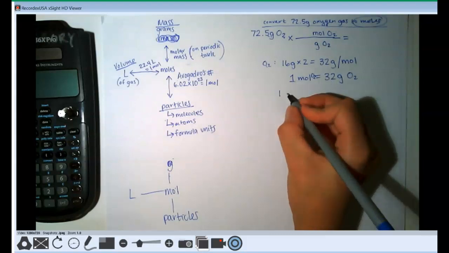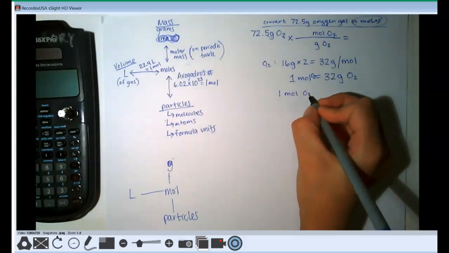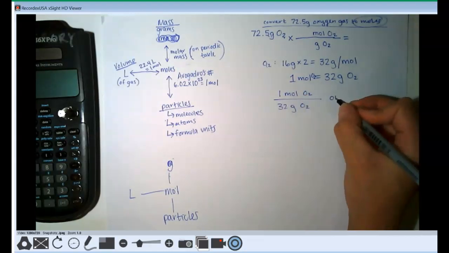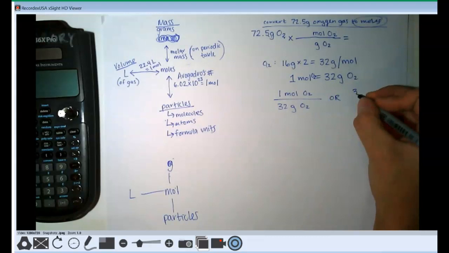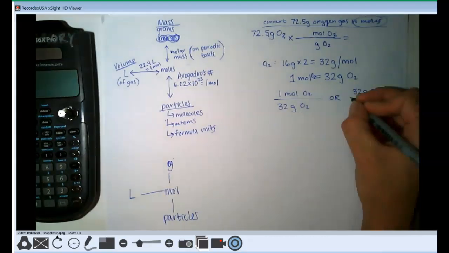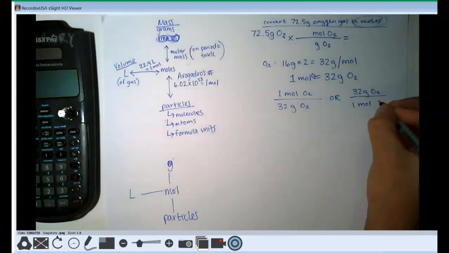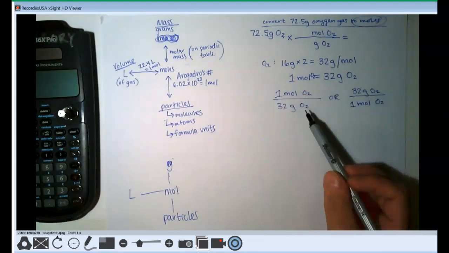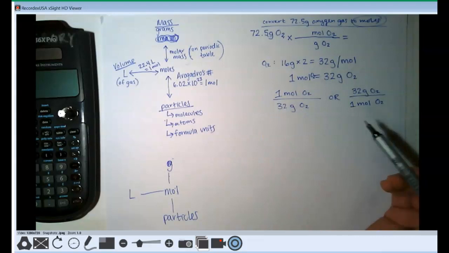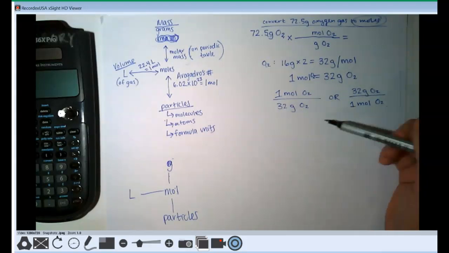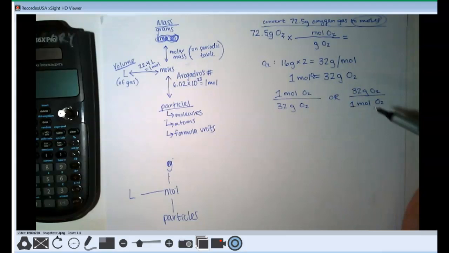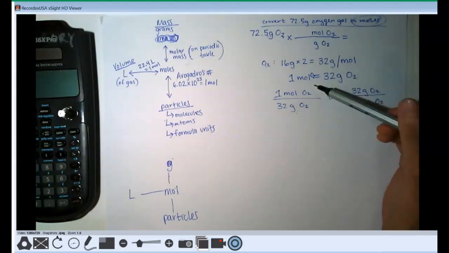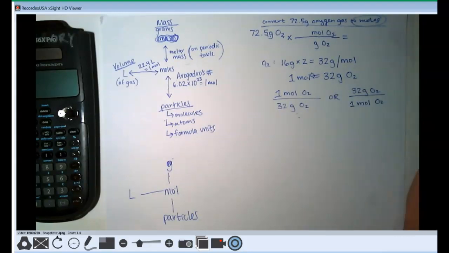So I could either put 1 mole of O2 on top and 32 grams of O2 on bottom, or I could use it the other way and put 32 grams of O2 on top and 1 mole of O2 on the bottom. Either way, these are true conversion factors. So we can multiply by either one of these, and essentially we're multiplying by 1 because both of these things are equal to 1. 1 mole of oxygen is equal to 32 grams. So when we divide those things, it equals just 1. So we can multiply by it.